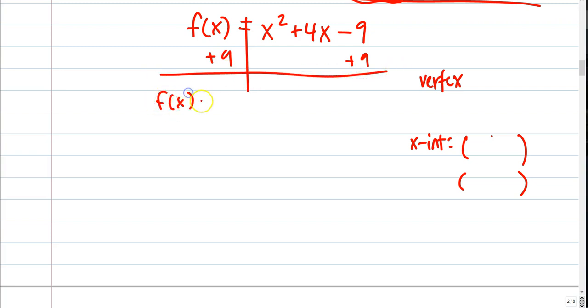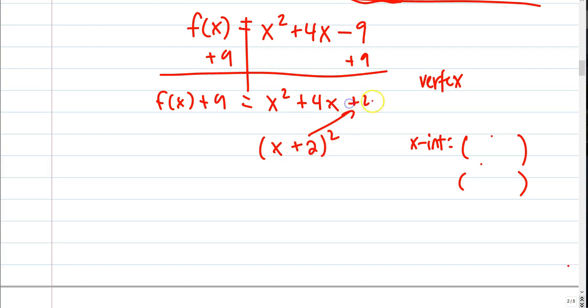f of x plus 9 is equal to x squared plus 4x. Let's complete the square. Half of 4 would be plus 2 squared, adding to both sides. Okay, so now we would have f of x plus 13 equals... to get that f of x by itself, we would subtract the 13.